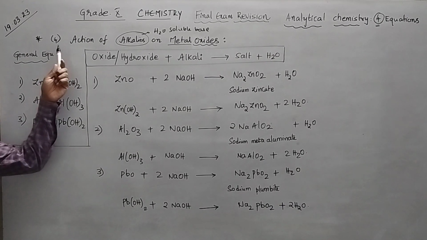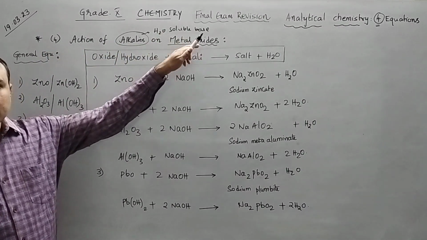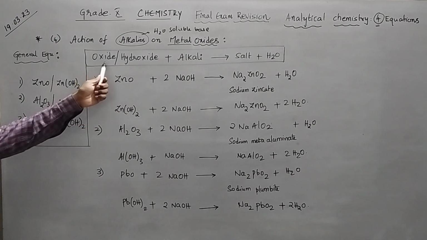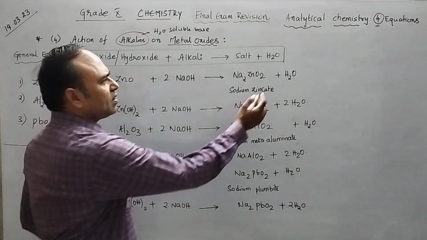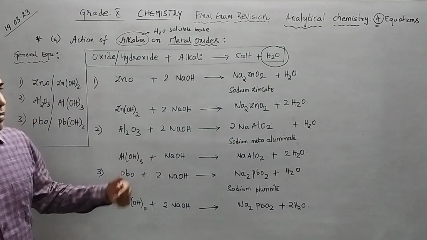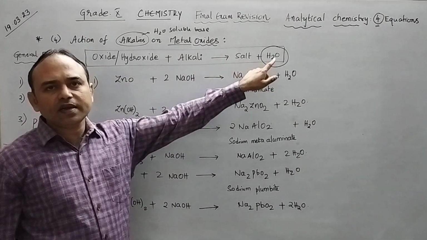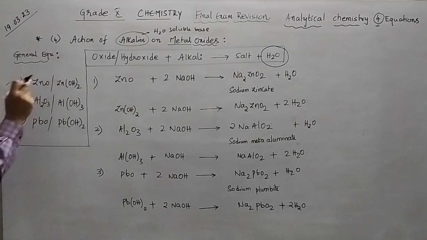Now the last and fourth equation, action of alkali, that is water soluble base, with metal oxides. Earlier we have taken metal, now it is metal oxide. What is the difference here? Metal oxides or hydroxides with alkali give salt plus water. This is the only difference. If you are taking metal, you got salt plus hydrogen, because with metal oxides or hydroxides, you will get water here. Now what is there in the portion? Zinc oxide, aluminum oxide or lead oxide, and simultaneously hydroxides we have. So we are discussing 3 metals: zinc, aluminum and lead.